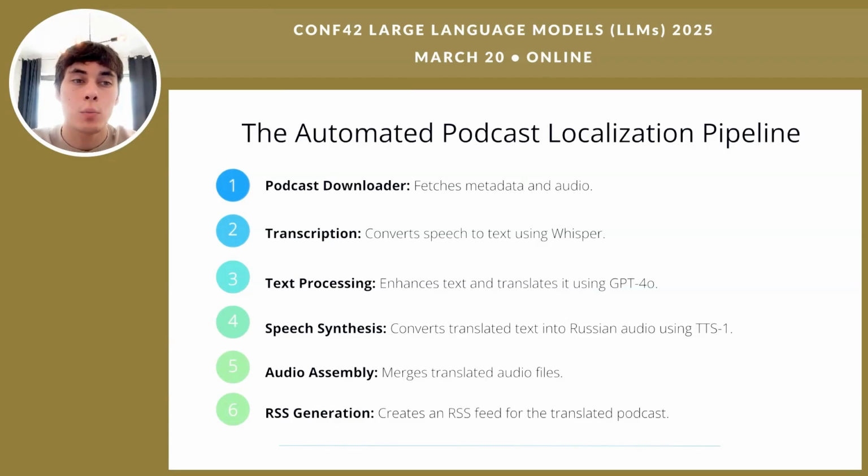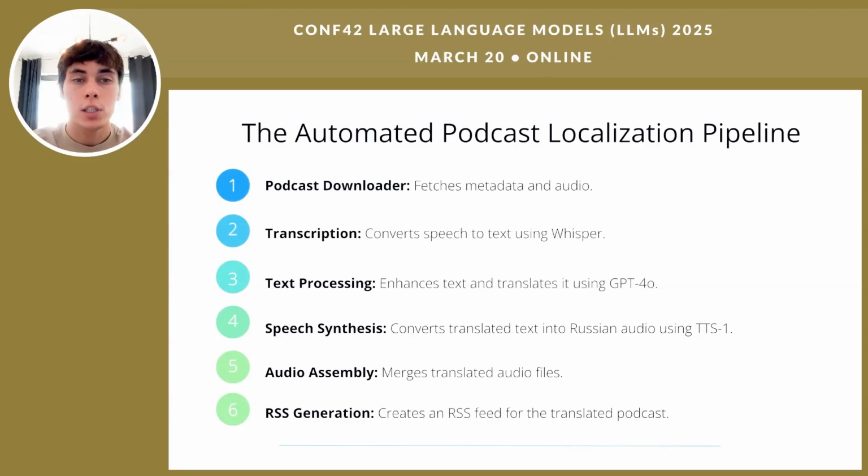The first step is the podcast downloader, where we download the podcast metadata such as title and description and the MP3 file. And then there is a second step, transcription. We have to transcribe this MP3 file into text. And then text processing: we give this text to the GPT-4o model. The processing includes adding all the punctuation marks, fixing all the grammar, and so on, so that the speech sounds more natural, sounds more live.